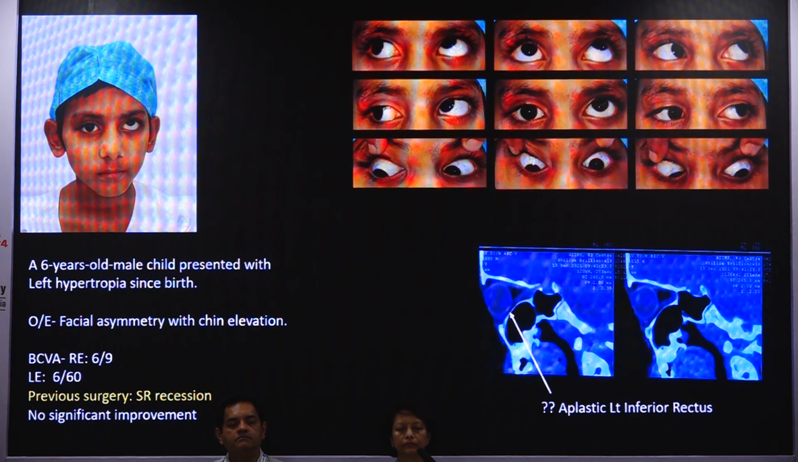This was a patient with congenital aplasia of the inferior rectus. You can see severe hypertropia. He had undergone some time back a superior rectus recession, which would be the first surgery of choice. Unfortunately, there was no significant improvement in this patient post-surgery. We just did the imaging to actually confirm that there was aplasia, because then we would take a call on what else to do.